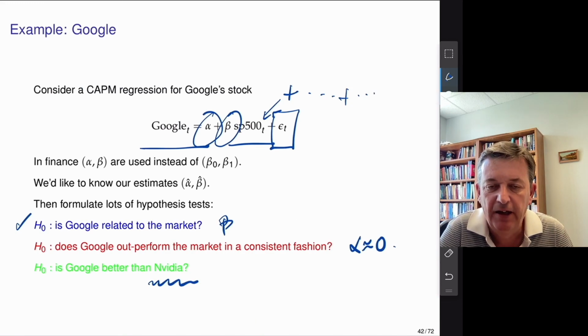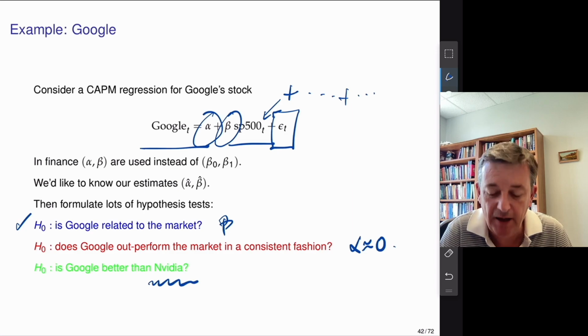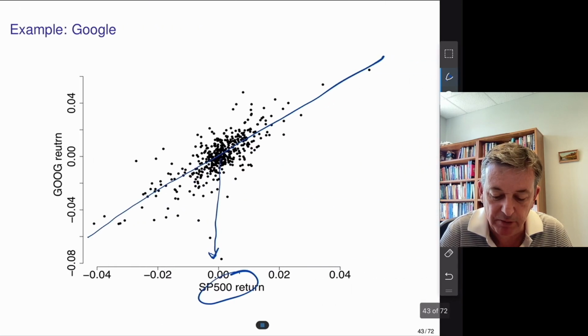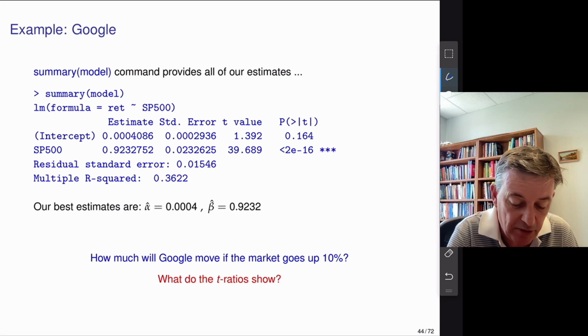And I can keep on going. Large cap stock, small cap stock, growth stock, value stock. So I can build up what's known as a multi-factor regression model. Okay. Now, what would that look like in R? What output do I get? So let's just quickly look at that.